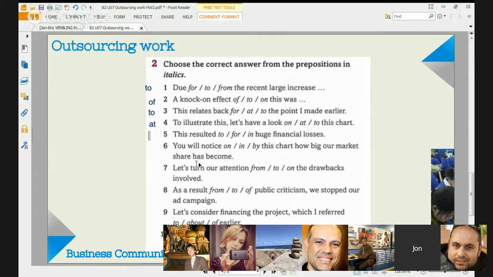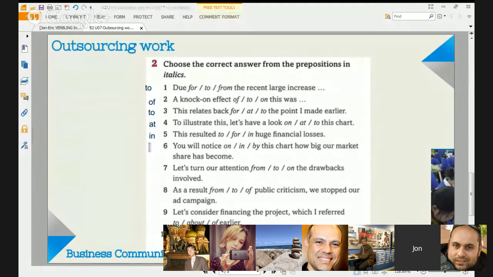This resulted for huge financial losses. Try again. This resulted in huge financial loss. Resulted in. That's the pattern. It's always going to be resulted in. That's it.